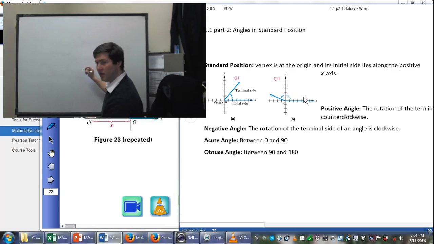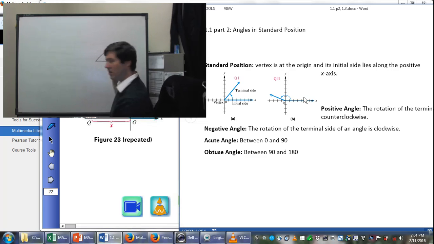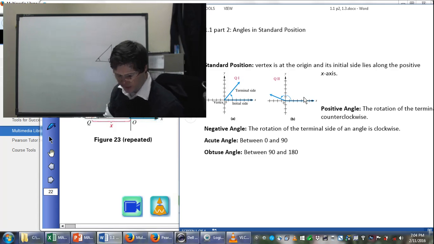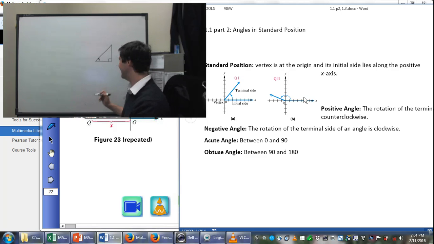So we've been dealing only with acute triangles where this angle here is between 0 and 90 degrees. So that's the only thing we've been able to use our trig functions for. And for a long time, that's all geometers had to work with, back in the ancient Greek days, the days of ancient Greece.